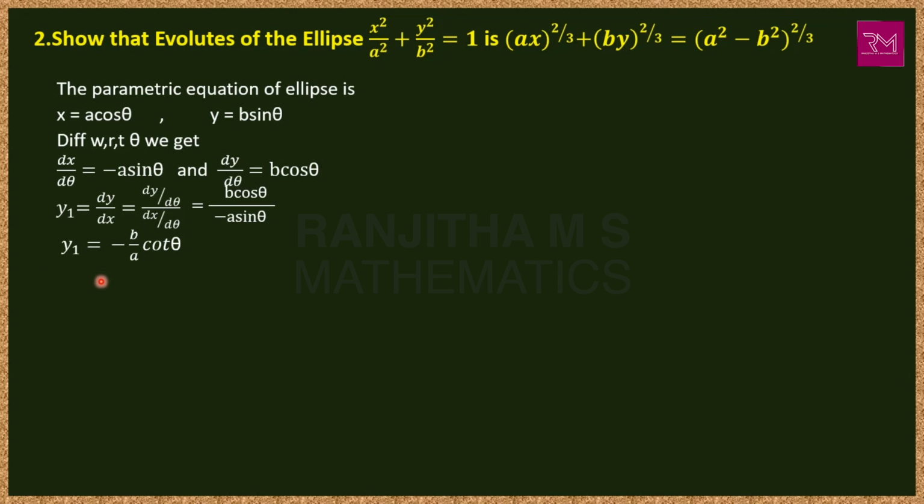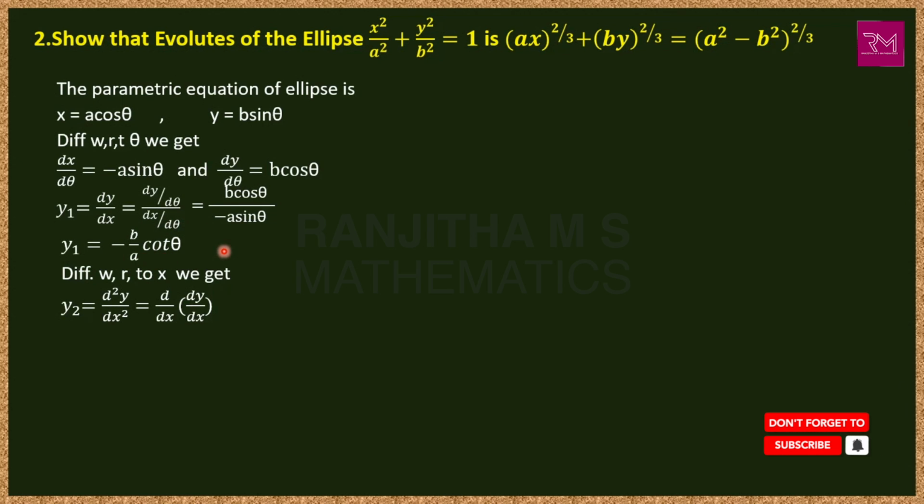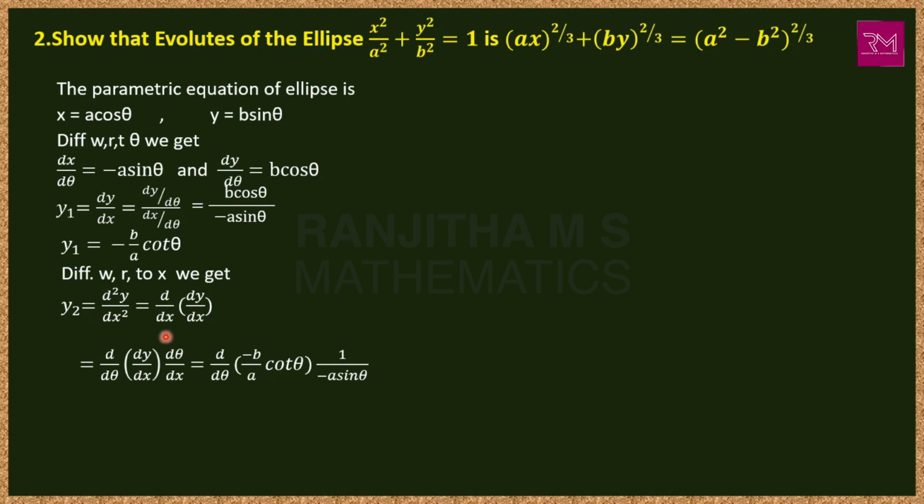After finding the y1 value, we have to find y2. For that, differentiating y1 with respect to x, we get y2. Here also y1 is in the form of theta, but we have to obtain d square y by dx square. Hence we have to write d square y by dx square as d by dx of dy by dx. We have to substitute d by dx as d by d theta into d theta by dx. We have to remember how to write this formula, that is d by dx.